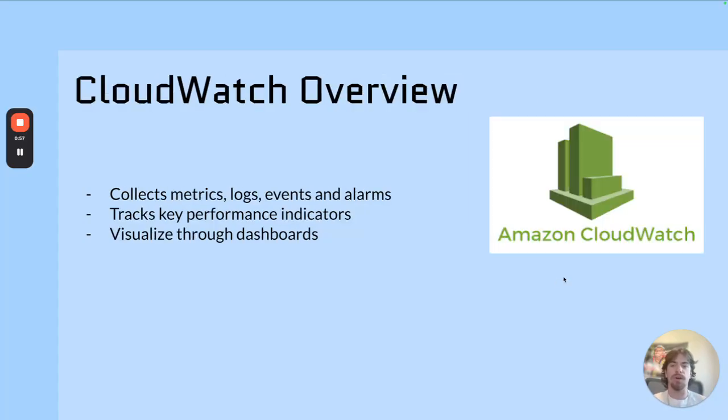Here's a quick overview on CloudWatch. CloudWatch is a service in AWS that will collect metrics, logs, events, and you can set alarms. It tracks key performance indicators, stores log data, sends alerts, and lets you visualize trends through dashboards.